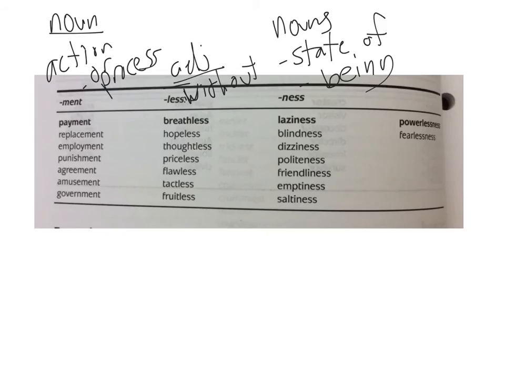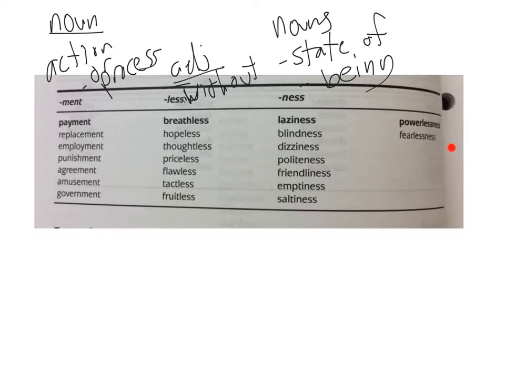And so here's your sort and just a review. Ment is an action or process, and it's going to be a noun that's created. So replace is when you take something and replace it, so that you replace it with the replacement. Less creates an adjective, so someone without hope is hopeless. Nouns are with ness, and that creates a state of being. So blindness is the state of being blind. Dizziness is the state of being dizzy. And so that's what ness does.